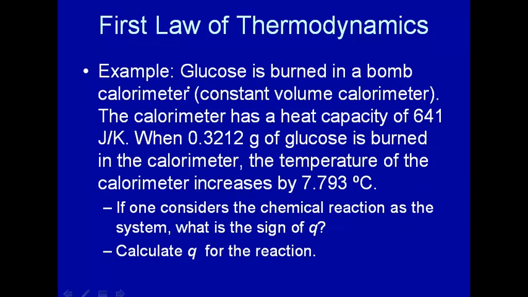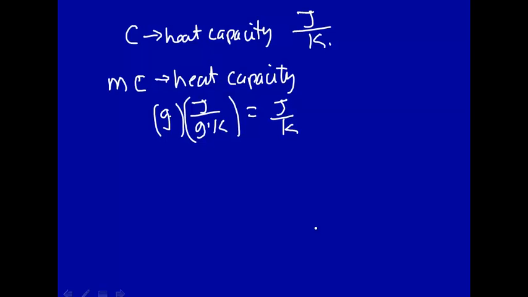One more example. Here we have glucose burned in a bomb calorimeter. A bomb calorimeter is a constant volume calorimeter. The calorimeter has a heat capacity of 641 joule per Kelvin. When this much glucose is burned, the temperature of the calorimeter increases by 7.793. So if one considers the chemical reaction as the system, what is the sign of Q? All right, what is the sign of Q?